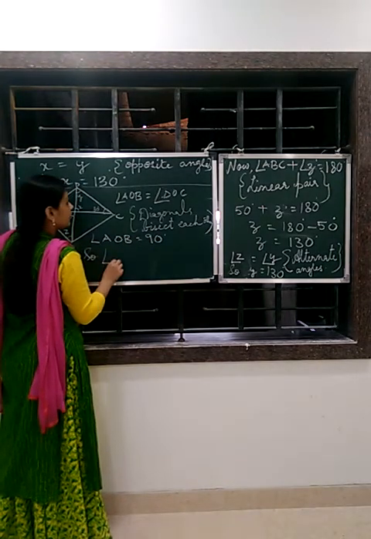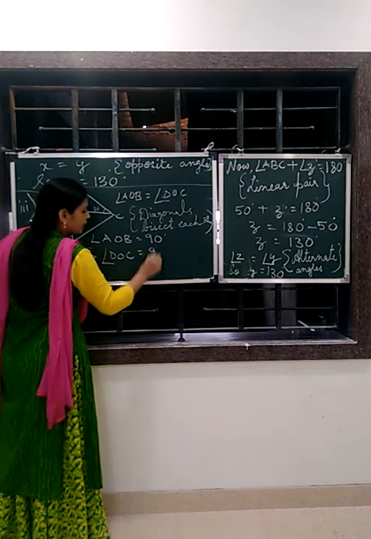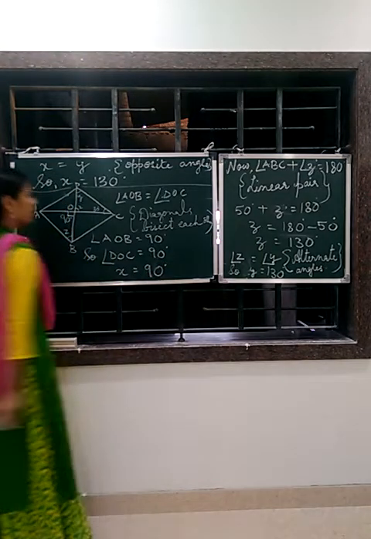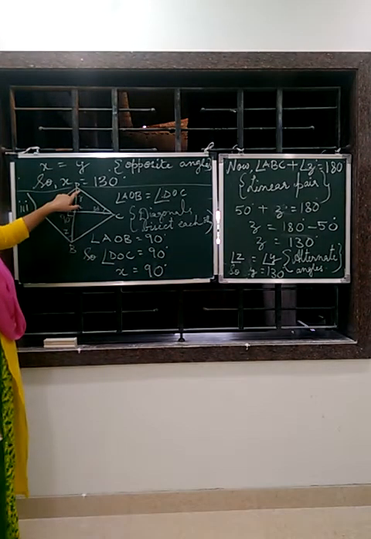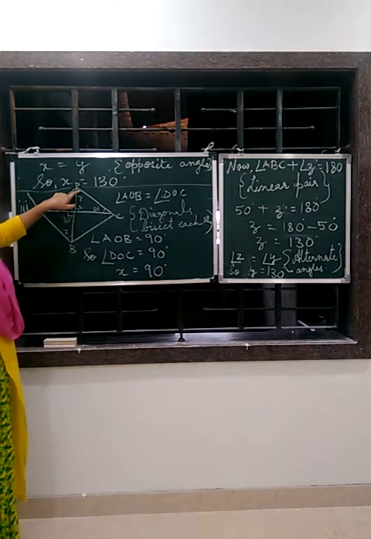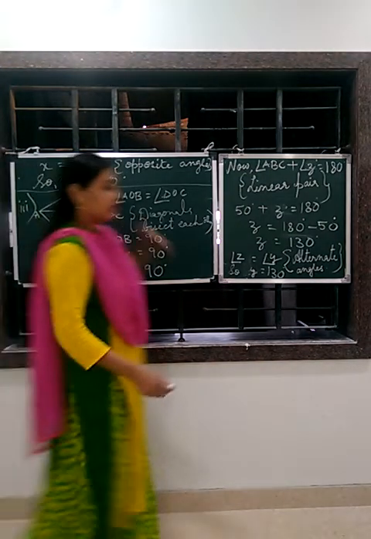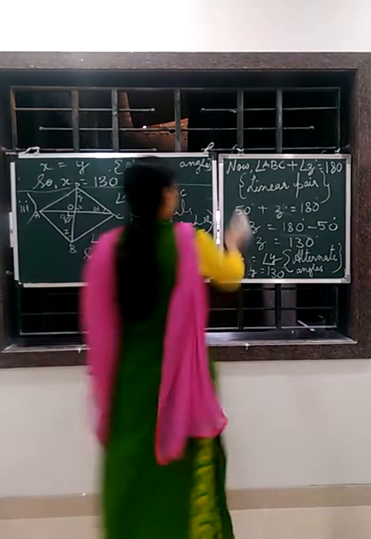So angle DOC is also 90 degree. That is, the value of x is equal to 90 degree. So this is 90, this is 30. We need to know what is y. How we will find out? The angle sum property. Yes or no? So you will use the angle sum property now. You write by the angle sum property.